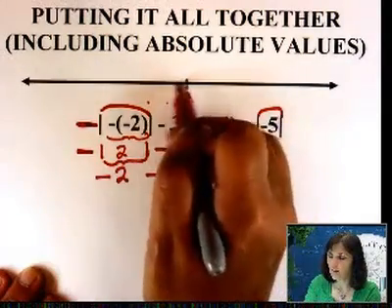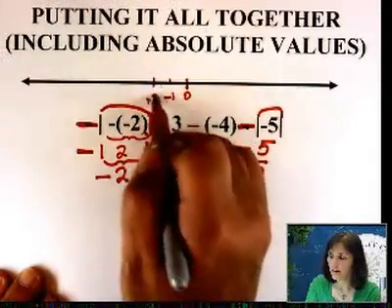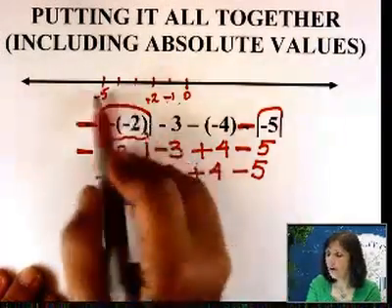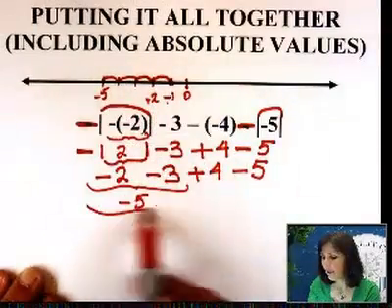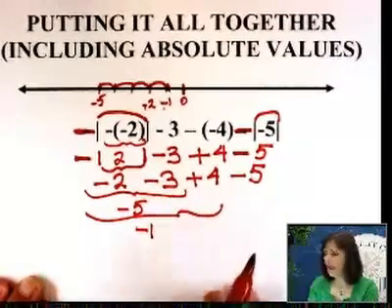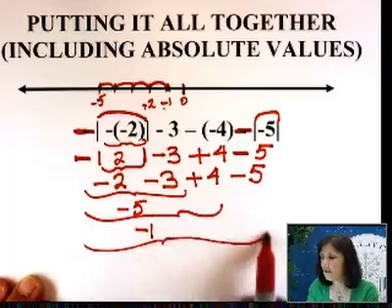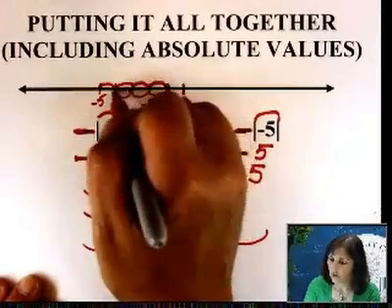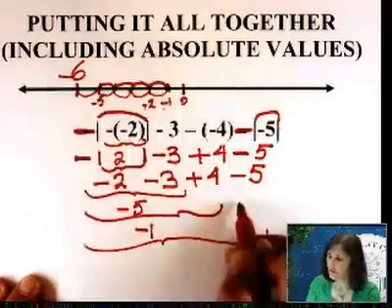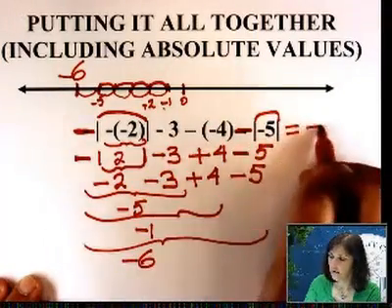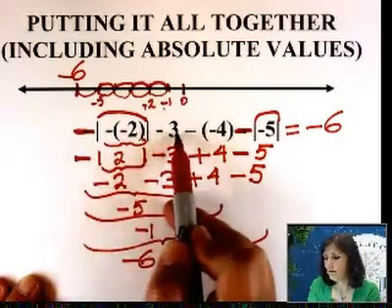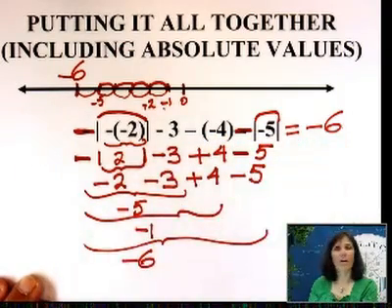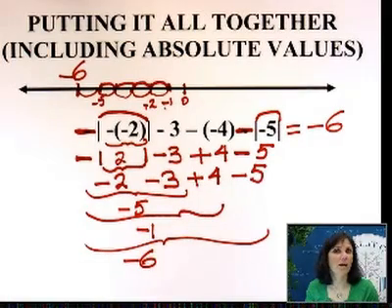Negative 2 is to the left. 1, 2. Negative 3. To the left again. 1, 2, 3. I'm at negative 5 right now. Plus 4. Now you go back. 1, 2, 3, 4. I ended up at negative 1. And you have another negative 5. Oh my goodness. Negative 5. So I was at negative 1. So I go to the left again. 1, 2, 3, 4, 5. Where did I end up? At negative 6. So this number is simply negative 6. All right, so this ends this portion of doing subtraction of integers.